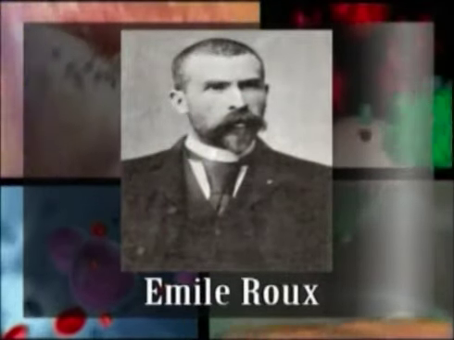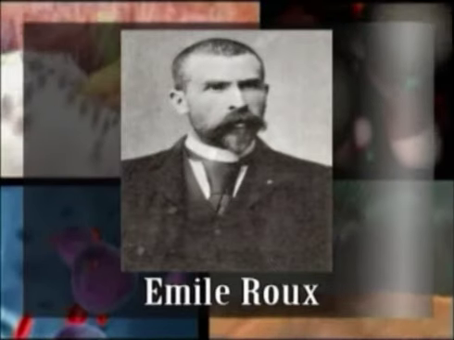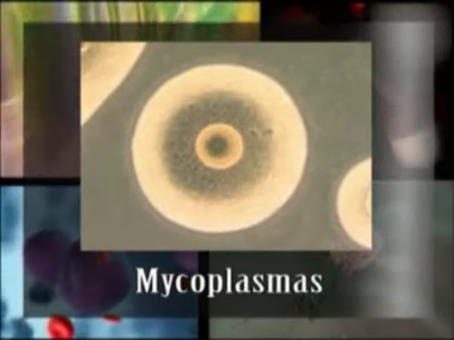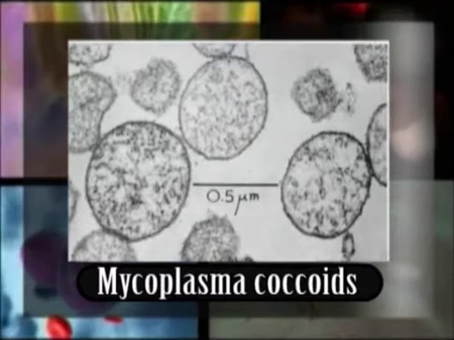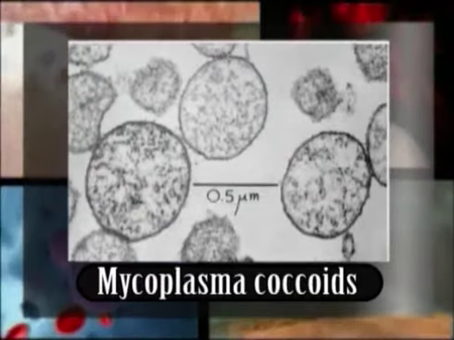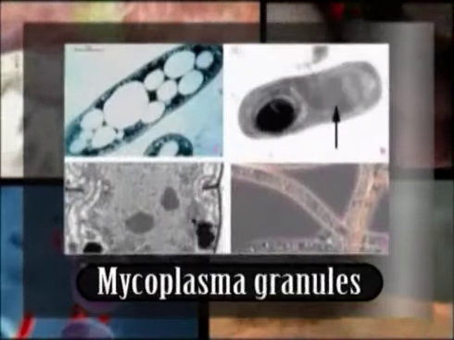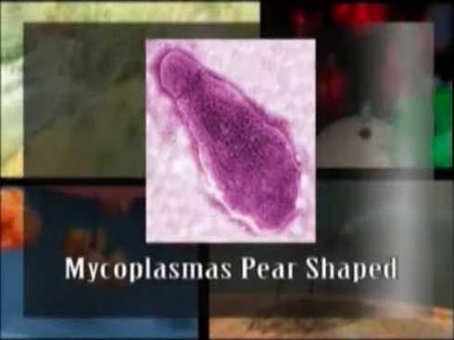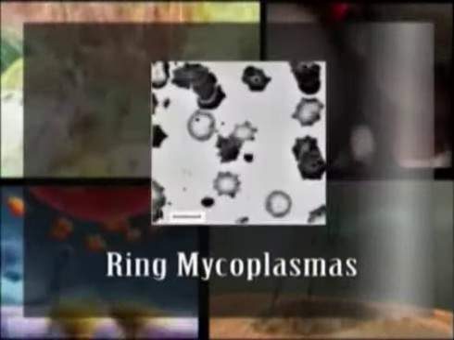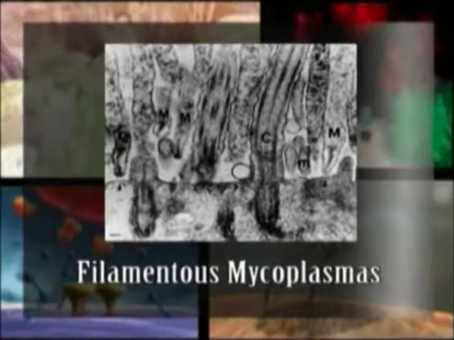And after the isolation of L variants by Klieneberger in 1935, Mycoplasmas were given a separate taxonomic status and were separated from viruses. They lack a cell wall, hence are irregular and variable in shape. The cells may be coccoid, granular, pear-shaped, or cluster-like, or ring-like, or filamentous.